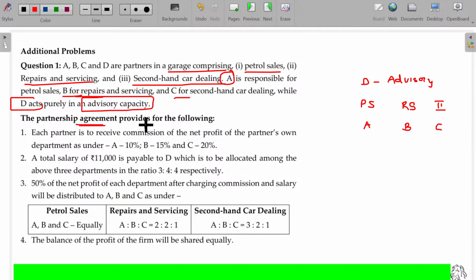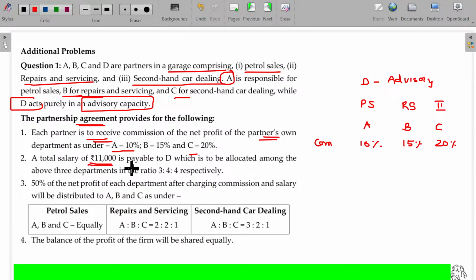The partners' agreement provides for the following. Each partner is to receive commission on the net profits of the partner's own department. A gets the commission from the net profit earned by running the petrol sales. B gets the commission from repairs and servicing department's profit. C gets the commission from second-hand sales. So A's commission in this case being 10%, B gets 15%, and C gets 20%.